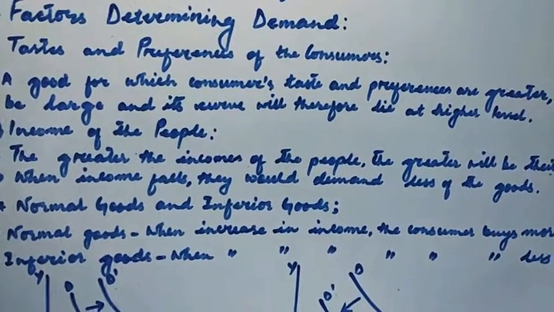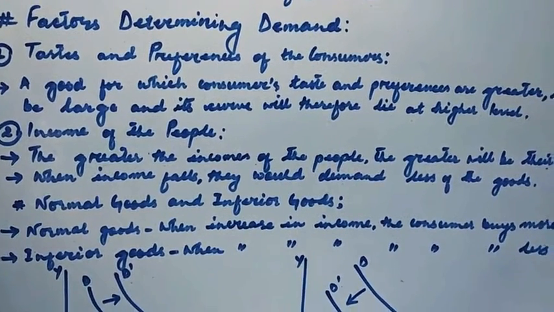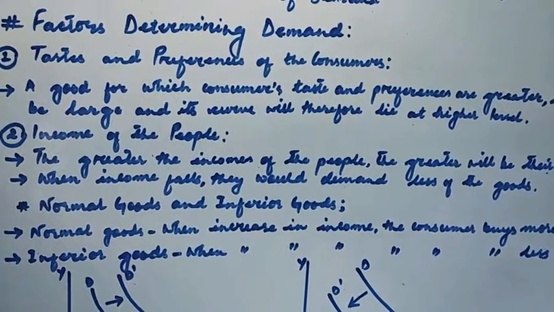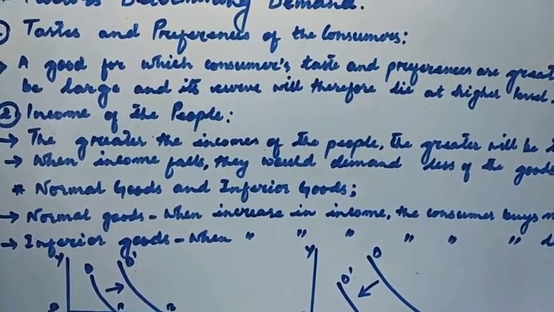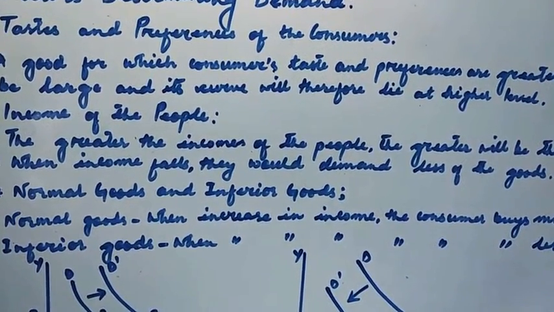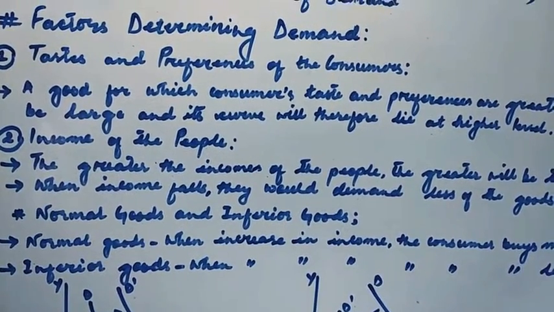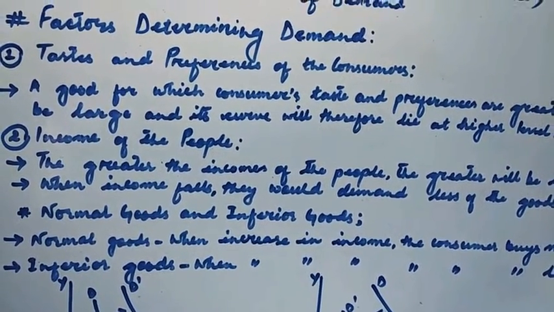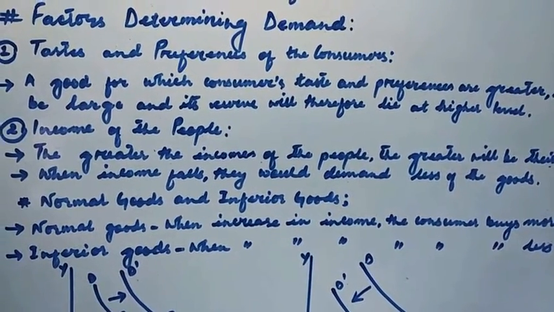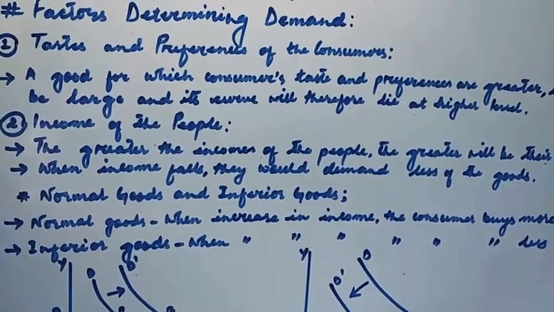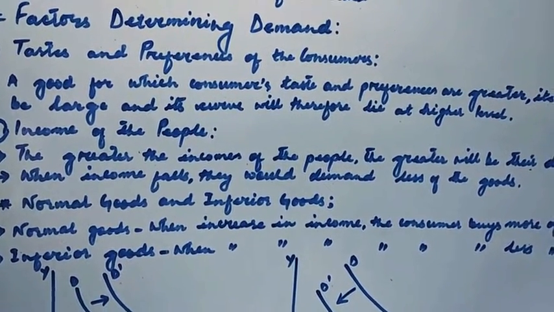So their demand would increase for that good if the income also increases. So when we talk about before that, when the incomes of the people fall, it is also important to know that they would demand less of the goods, because with the given income, they are able to purchase a lesser amount of a commodity. So when income falls, as I have said, their demand would also fall.